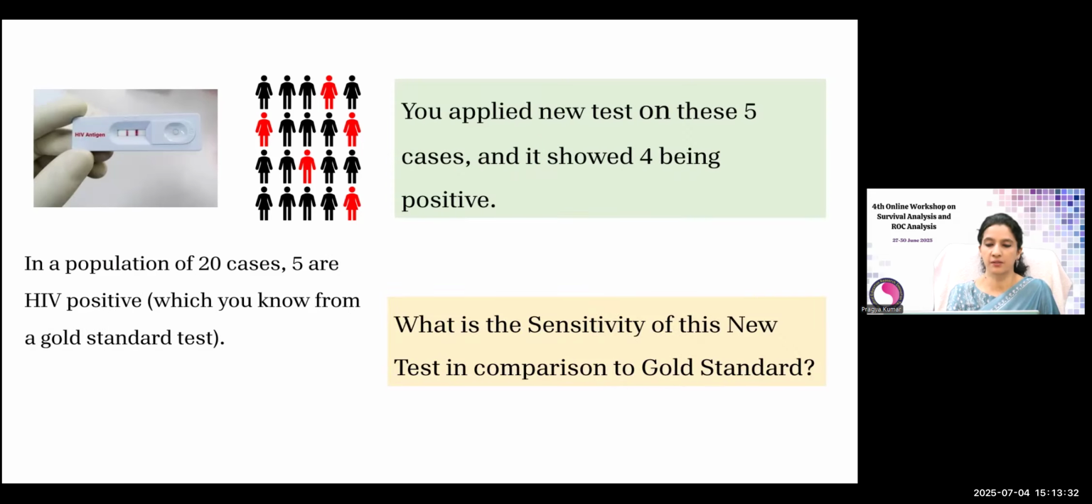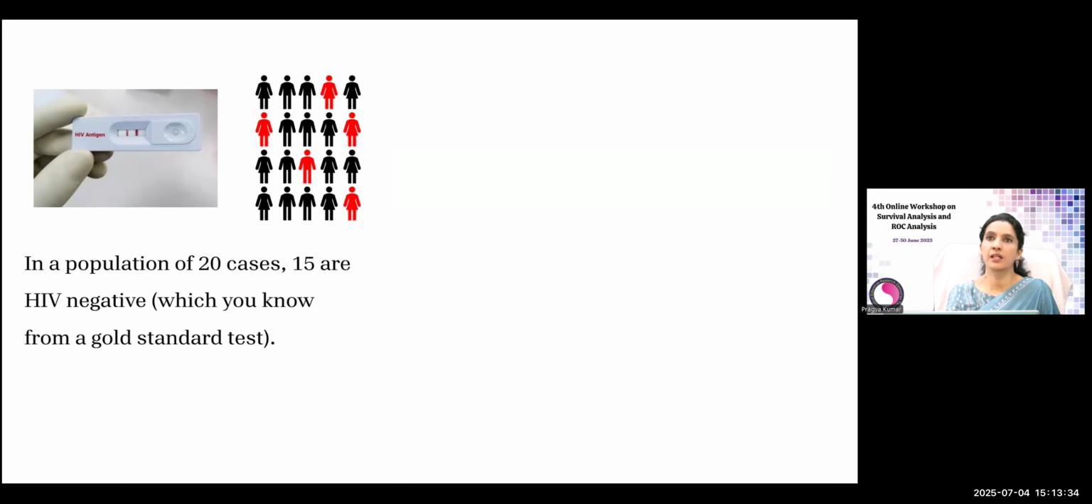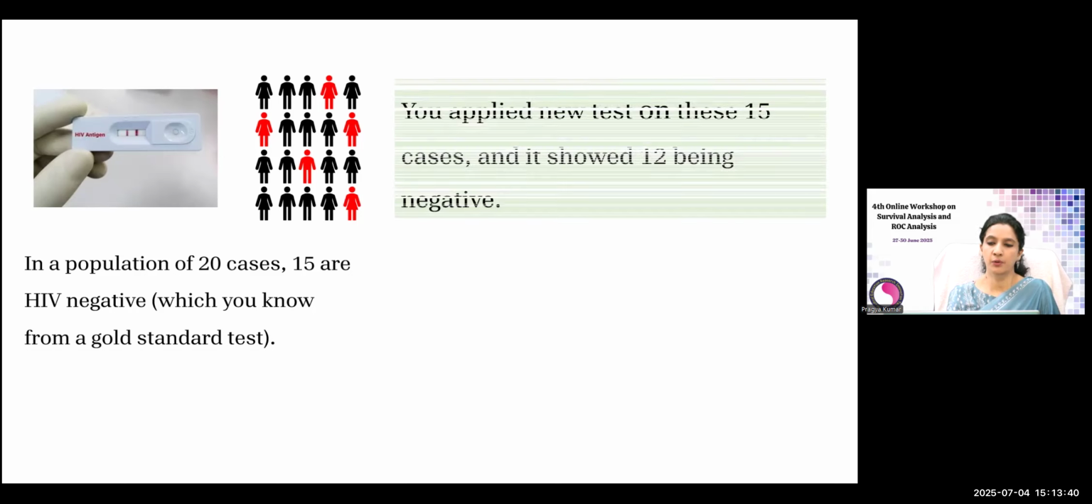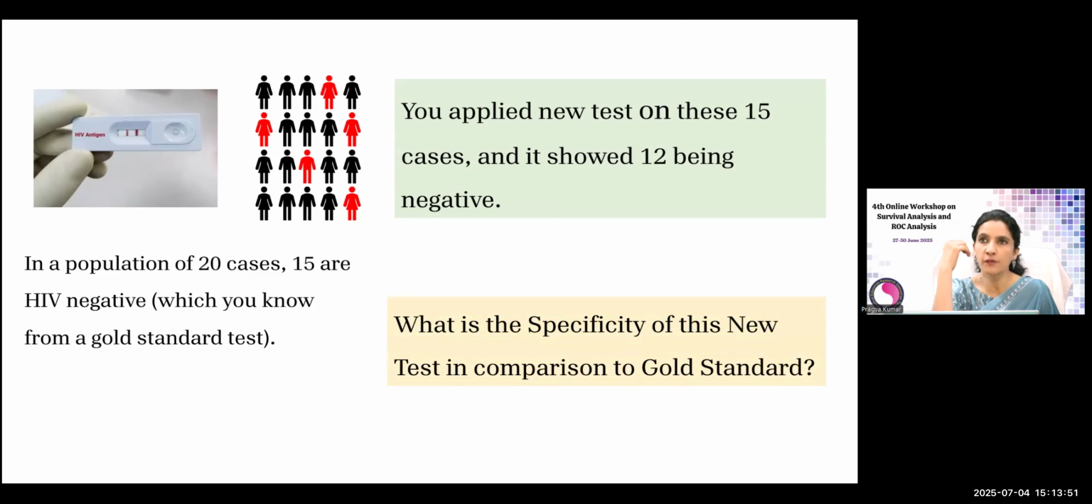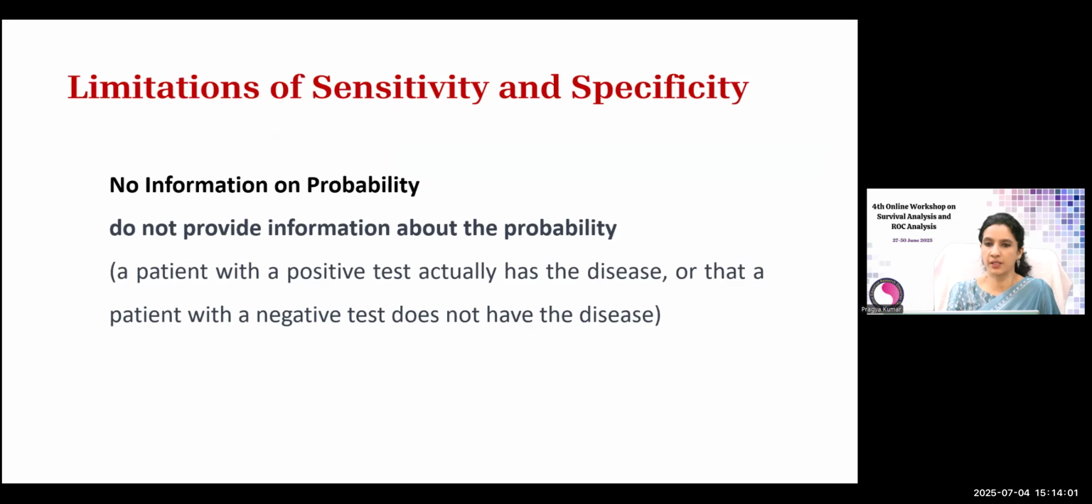Yes, 80%. True. Similarly, if there are 20 cases, and I know that 15 cases are HIV negative from a gold standard, and I applied the new test on these 15 cases and it showed 12 being negative, what is the specificity of this new test as compared to the gold standard? It will be 12 by 15, because there are a total of 15 negative cases and 12 are shown negative.